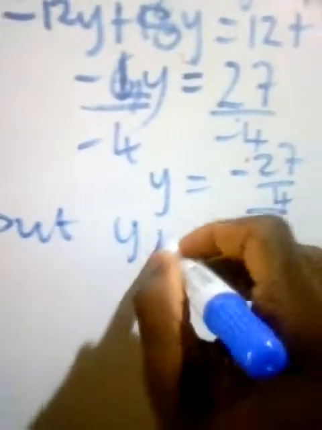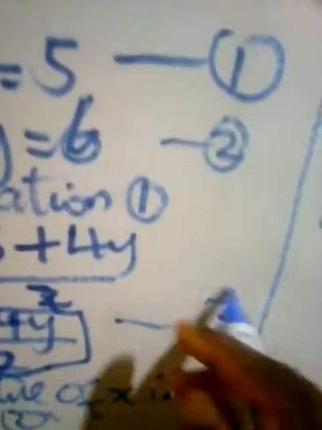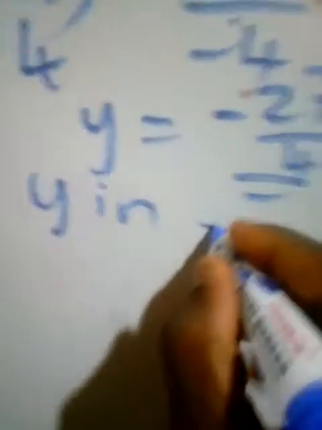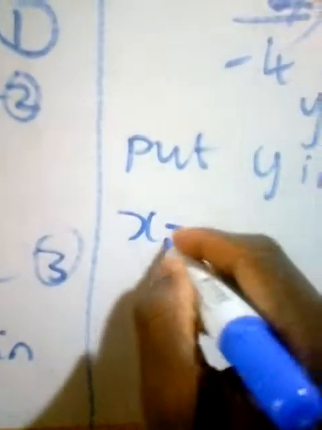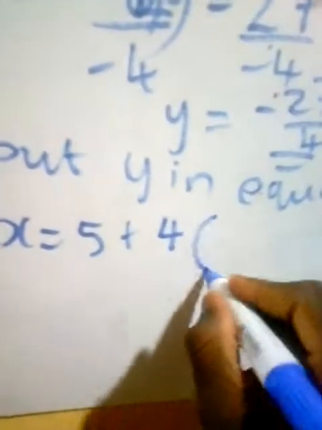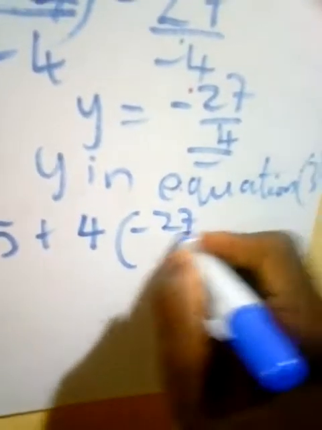Now I have gotten the value for my y, so I'm going to put my y in. This here I can call equation 3. So I'll put this in equation 3. If I put that here, I have my x equal to 5 plus 4 times the value of my y, which is minus 27 over 4, divided by 2.